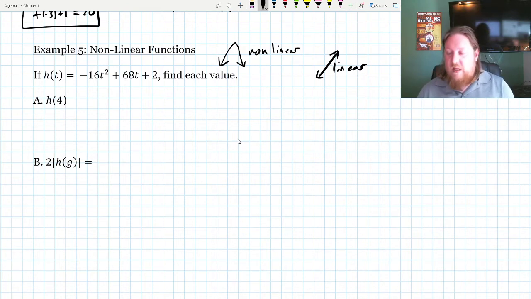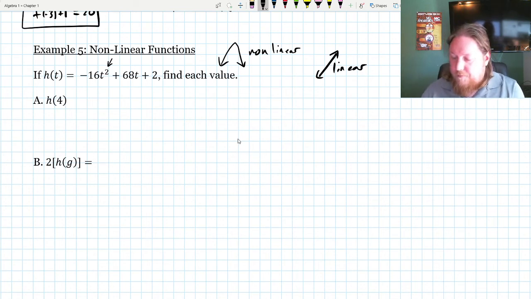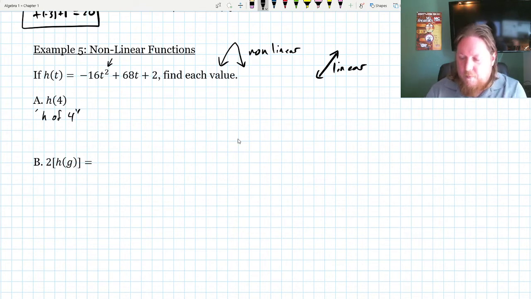And the big clue that that's happening is actually that x squared right there, or the t squared. That's what's making this nonlinear. This is actually a function that can be used to represent the height of a falling object. So, that's why they're using h. h of t. So here we're trying to find h of 4.